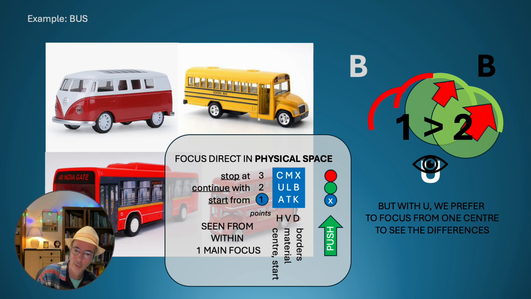So with U, the main thing is we have to continue to prefer to start from one focus. Everything in the physical space starts from one focus, even if we see only one difference in ATK, two differences in ULB and three differences in CM and X. Here we see two differences, and here are a little bit too much. So I have to refocus a little bit and write it a little bit better to show that.